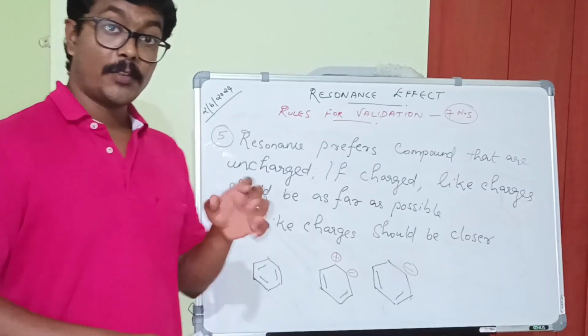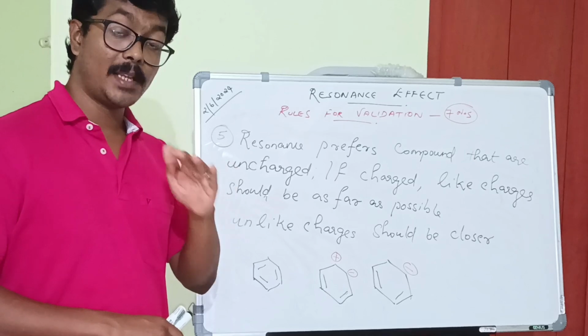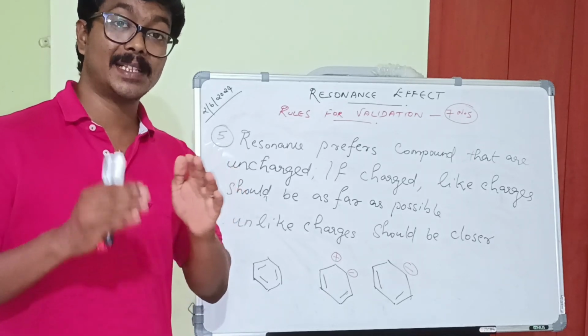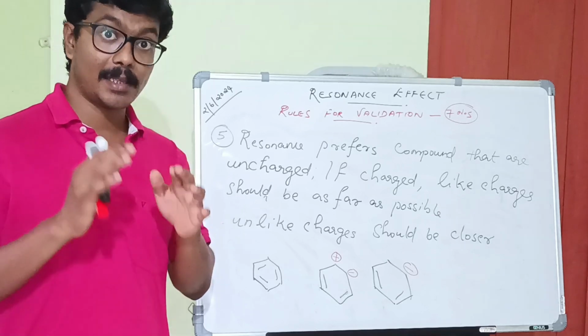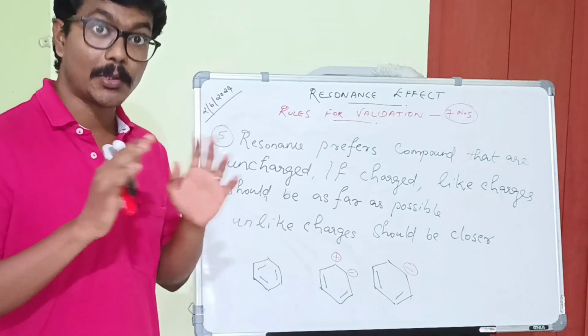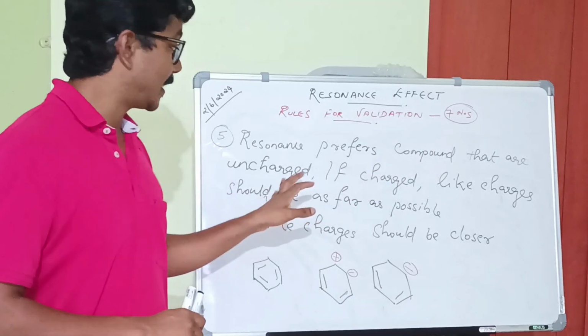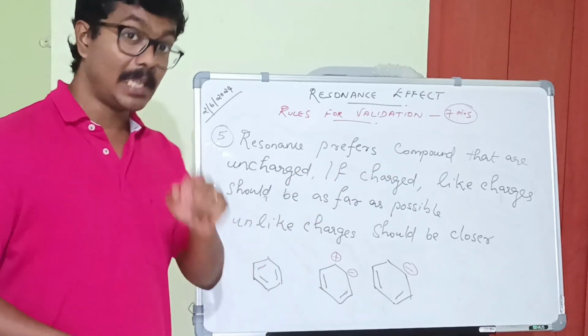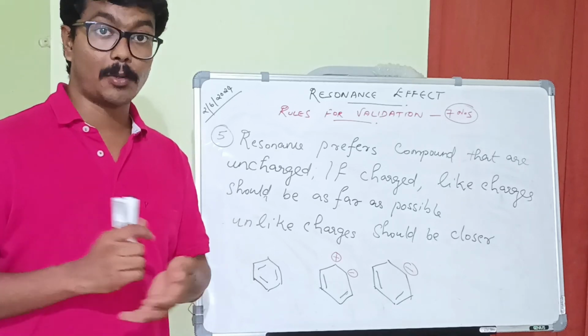This is the fourth rule. The fifth rule of resonance says that resonance is always preferred in compounds with no charge, like benzene. Benzene is a neutral molecule, right? There is no charge. So it always prefers a compound that is uncharged. Resonance is possible in a charged molecule or charged compound also.